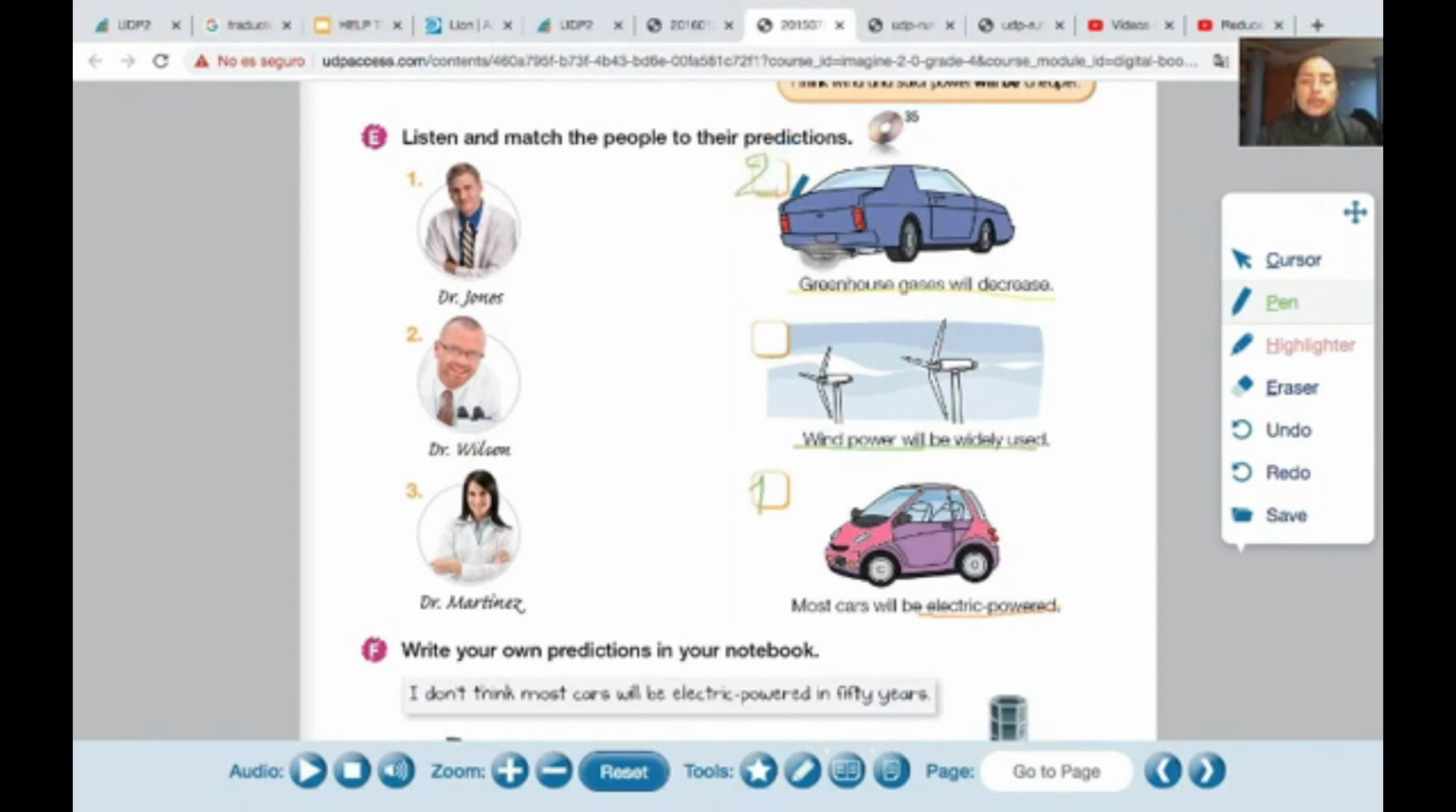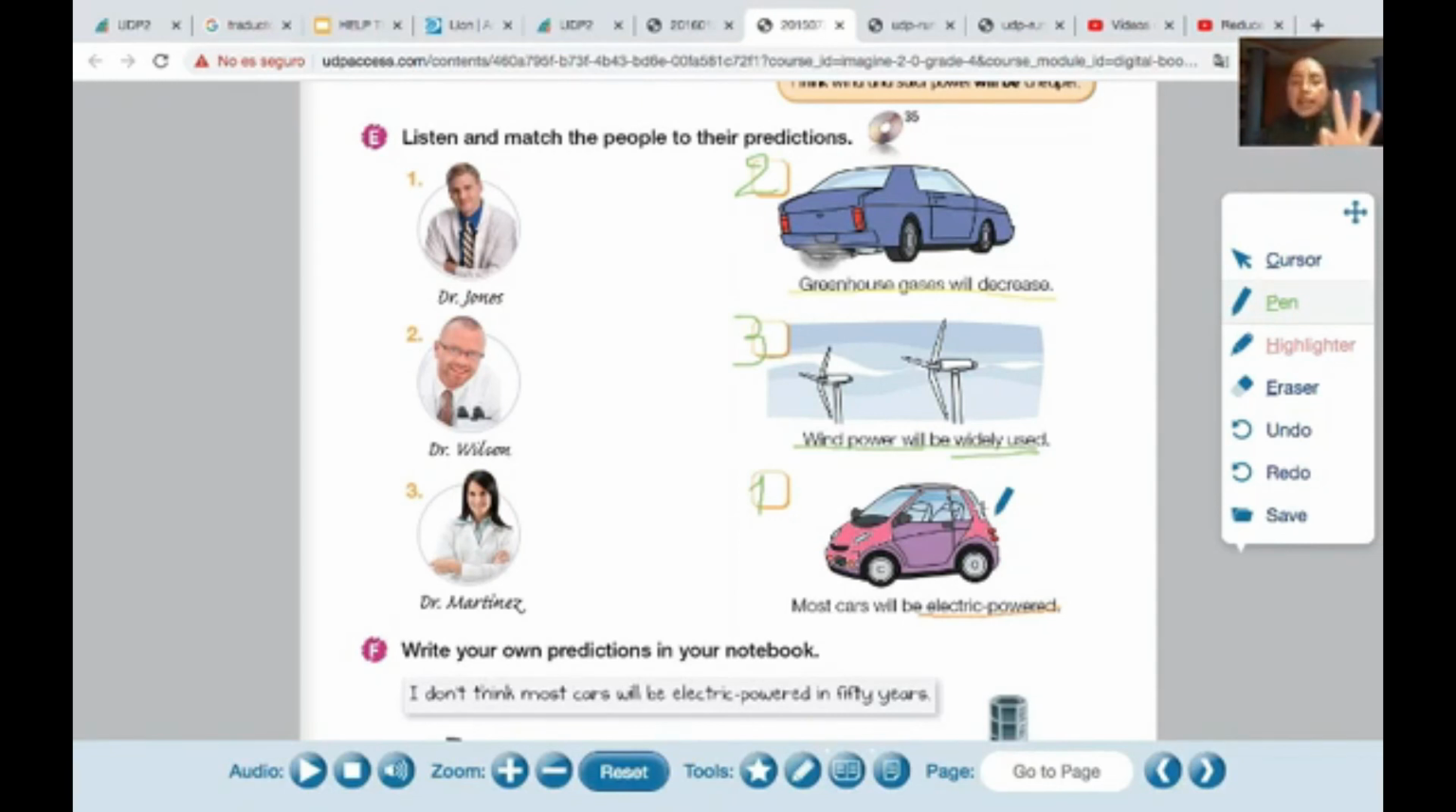Very good. And the last one, Dr. Martinez. Wind power will be what? Continue with the reading. Excellent. This is number 3. Okay. Now, it is so important to help the environment. How? You have to recycle, reduce, and reuse. Excellent. Very good. The 3 R's.